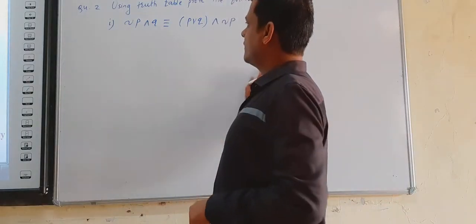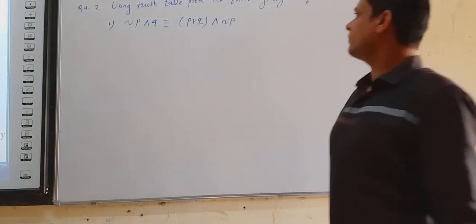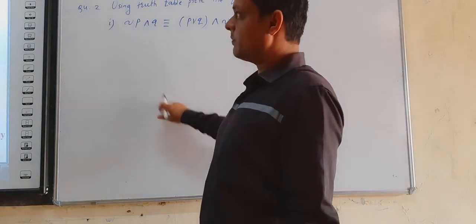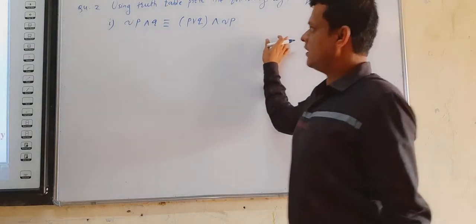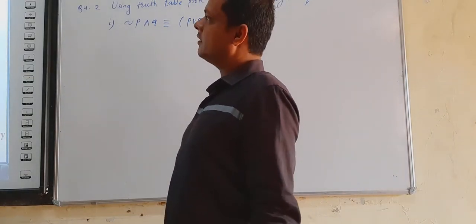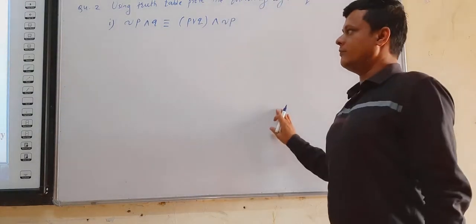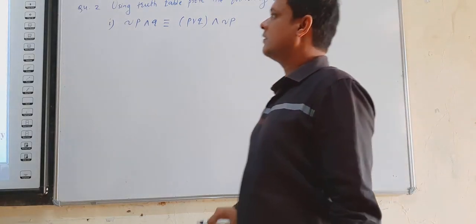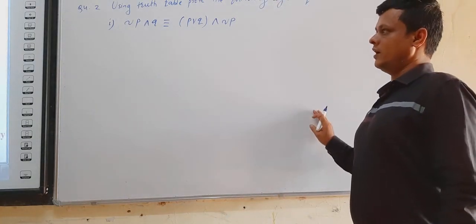Now see the next example. Using a truth table, verify the following logical equivalences. What is meant by logical equivalence, which we studied in the last lecture? If the entries in the last column for the given compound statements are identical, then the statements are logically equivalent. For that we have to prepare the truth table.